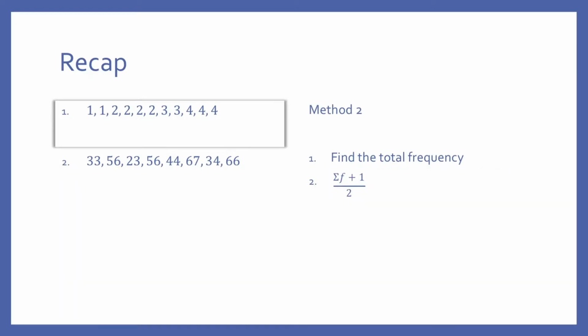Now the alternative method, and sometimes this method is easier if there's a lot of numbers, is to find the total frequency and then divide it by 2, or plus 1 then divide by 2. So here, there is 11. So what we're going to do is 11 plus 1 divided by 2 is 6. 11 plus 1 being 12. Half of 12 is 6. That means the median is the sixth number. So we count up 1, 2, 3, 4, 5, 6. Sixth number is 2, that's the median.